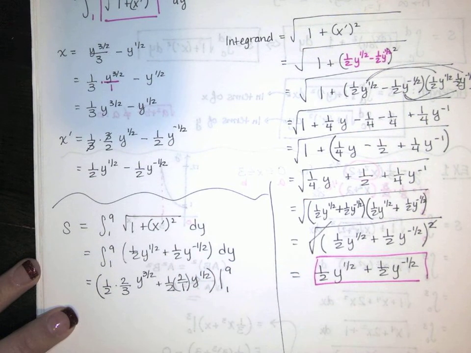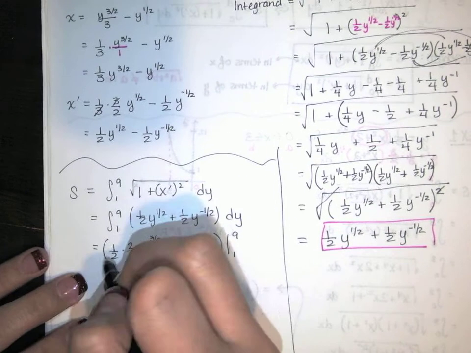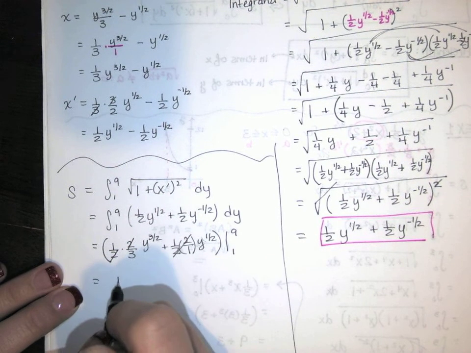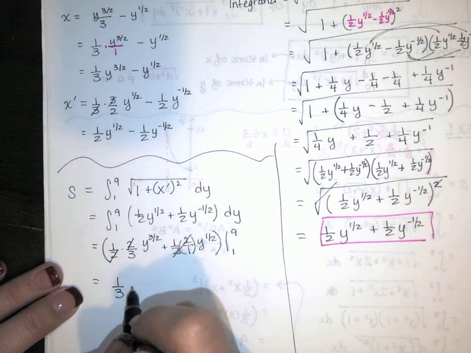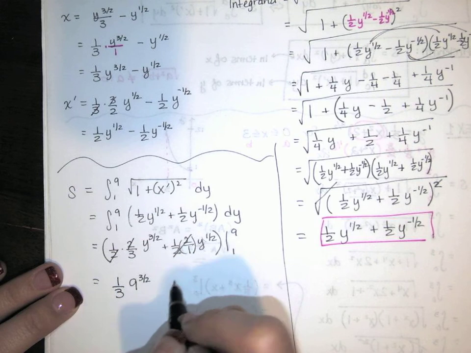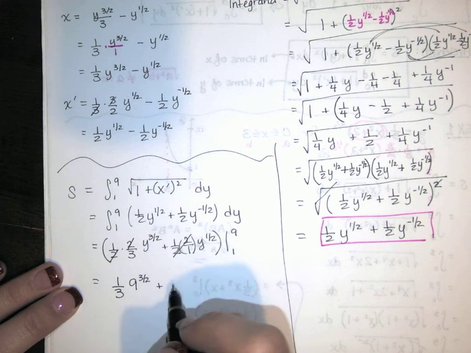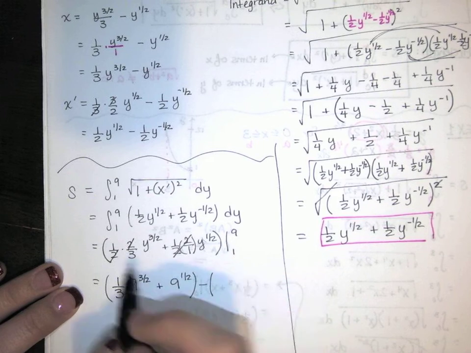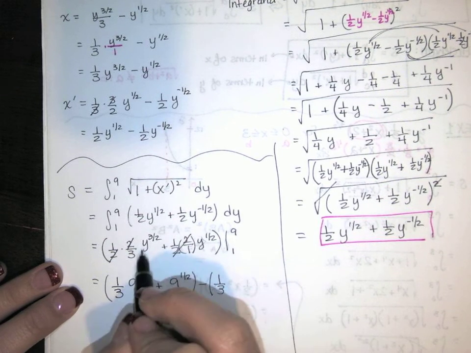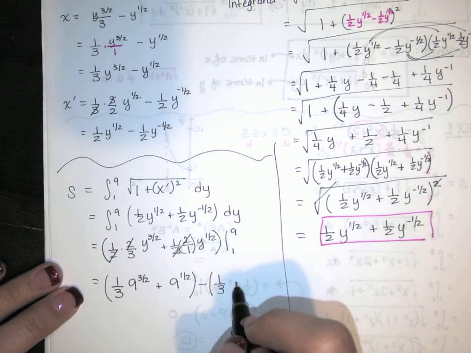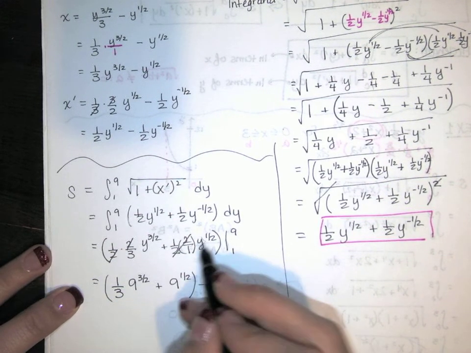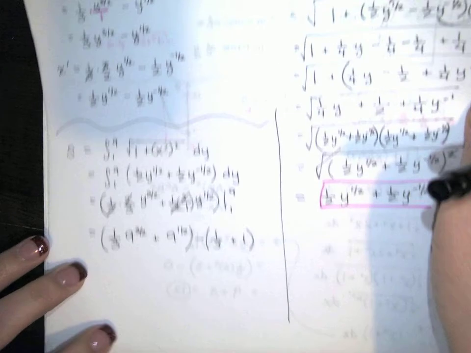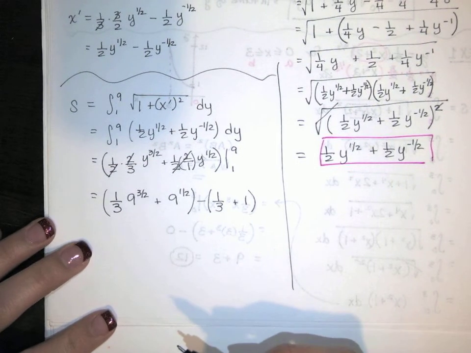Substitute 1 and 9 and subtract. That's the fundamental theorem. The 2's reduce here, the 2's reduce here. So you've got 1/3 times 9 to the 3/2 plus 9 to the 1/2 minus 1/3, 1 to the 3/2 is 1, plus square root of 1, or 1 to the 1/2 is 1. That's our answer. It's just not simplified.